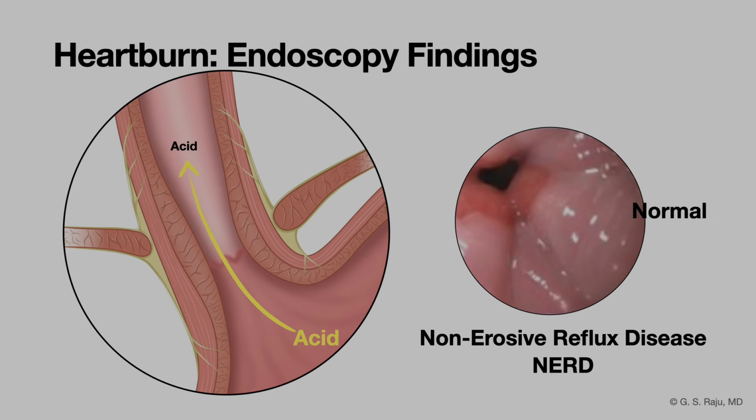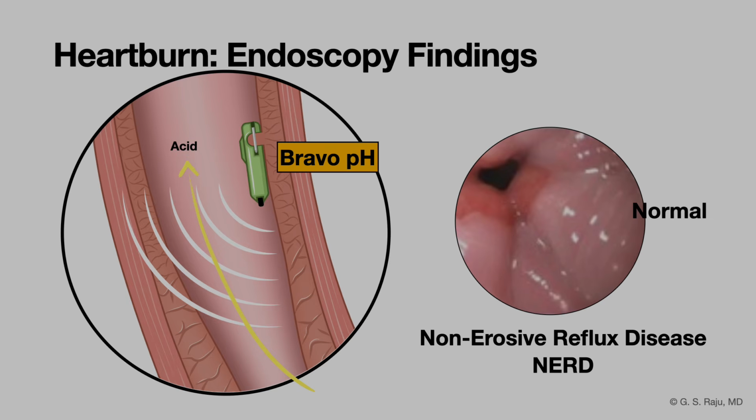So you measure the acid coming into the esophagus by putting a probe. You can attach a probe that is called the Bravo pH capsule. So it sends the signals whenever it senses acid to a recorder that the patient carries for 4 days. And when the acid is coming up too much into the esophagus, then you diagnose the patient has non-erosive reflux disease. So we talked about acid reflux in detail.